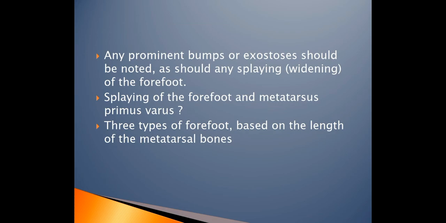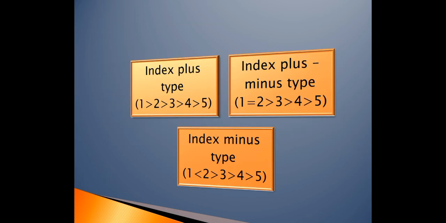Any prominent bumps or exostosis should be noted, as should any splaying or widening of the forefoot. So we have to also check whether any splaying of the forefoot and metatarsus primus varus is present or not. There are 3 types of forefoot based on the length of the metatarsal bones. So the 3 types are index plus type, index plus minus type, and index minus type.